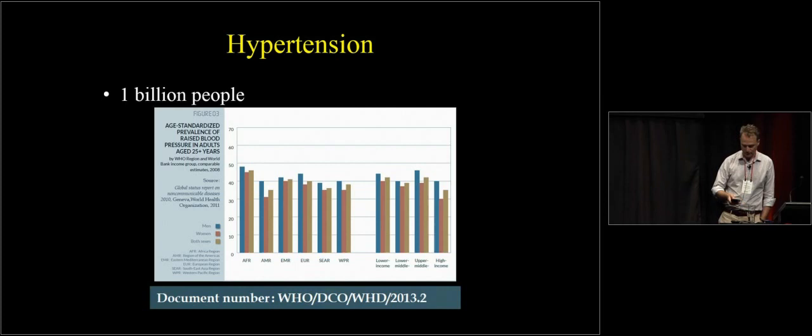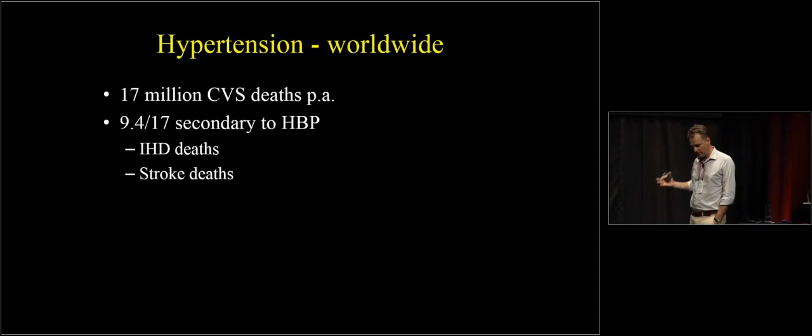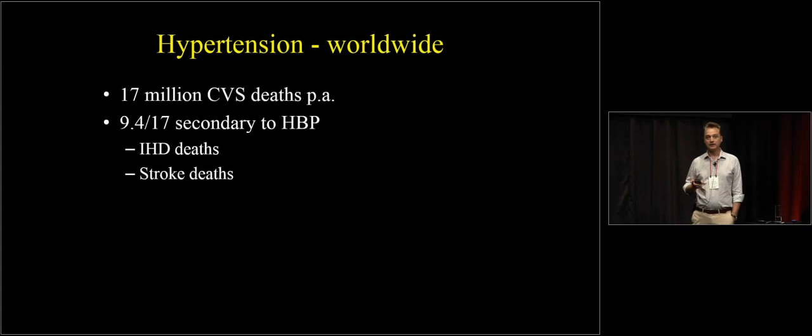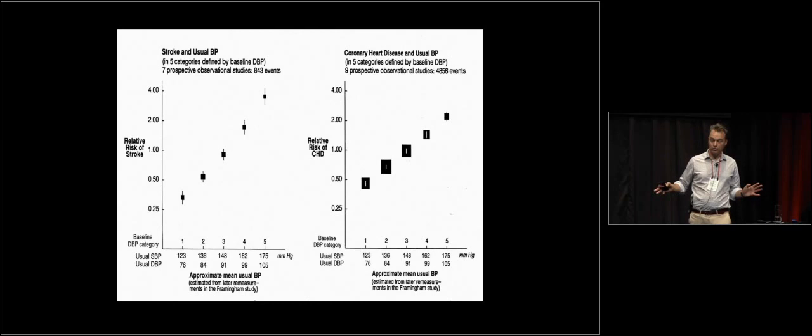And we know that not only is it common, but it's the leading cause of cardiovascular mortality. So there are 17 million cardiovascular deaths around the world every year, and the leading cause is hypertension. The good news is that we can do something about it.